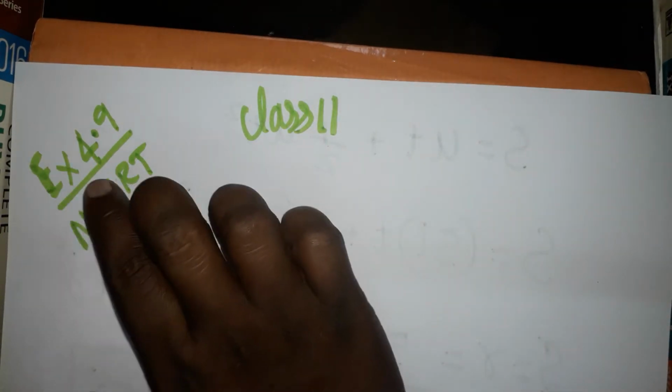It's 4.9, the ninth problem from the 4th chapter. It's class 11 physics. Okay, first we will see what is given in the question.